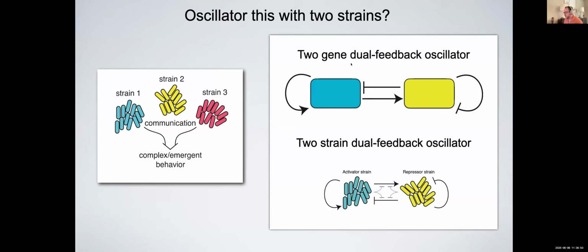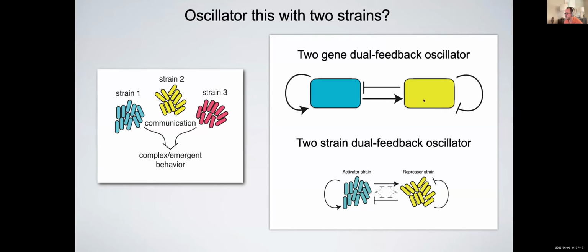Again, take this from inside a single cell and create it at the level of a population, via extracellular signals rather than intracellular signals as was originally done in the original papers, which are about 15 or 16 years old now. What we were able to show is that this also robustly oscillates.